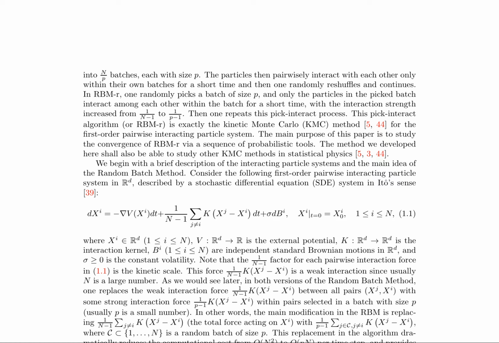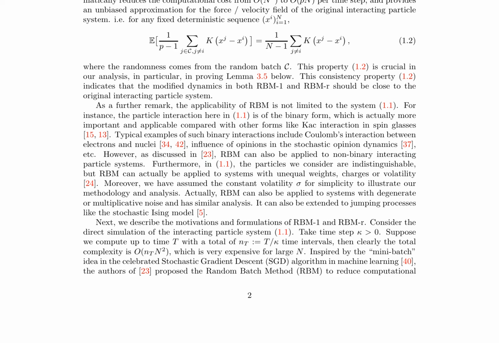The consistency property of RBM-r is crucial in the analysis, particularly in proving the convergence of the method. The authors also discuss the applicability of RBM to other systems, including non-binary interacting particle systems, systems with unequal weights, charges, or volatility, and systems with degenerate or multiplicative noise. They further mention that RBM can be extended to jumping processes like the stochastic Ising model. Overall, the paper provides a comprehensive analysis of the convergence of RBM-r for simulating interacting particle systems, with potential applications to various fields in natural and social sciences.